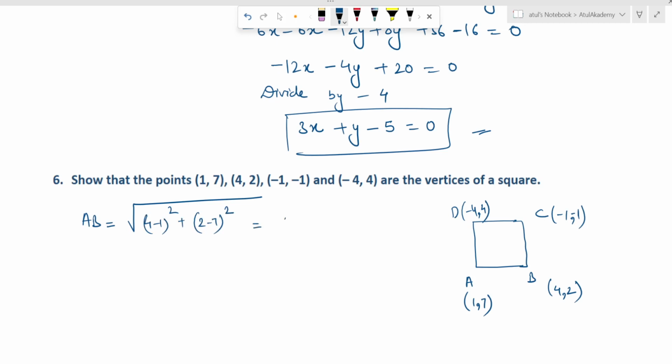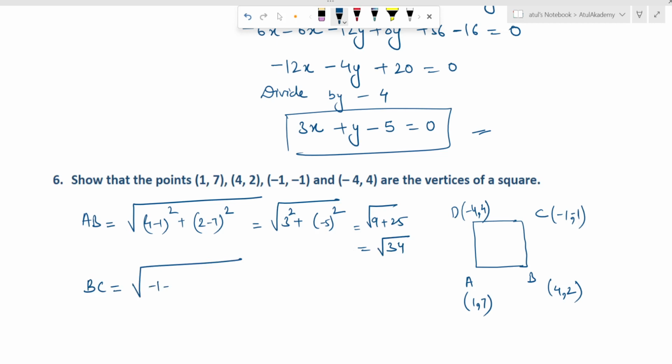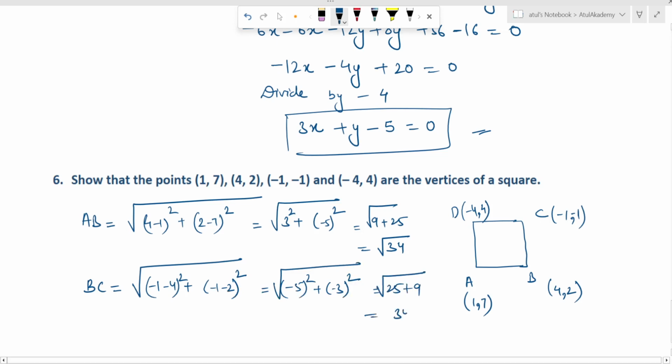So what will be that? That's 3 square plus (-5) square, which is 9 plus 25. That's root 34. Now let's find out BC. BC will be (-1 - 4) whole square plus (-1 - 2) whole square. We are getting the same thing. (-5) whole square, (-3) whole square. So negative square is the same. So 25 plus 9, that's again root 34. So two sides came equal.